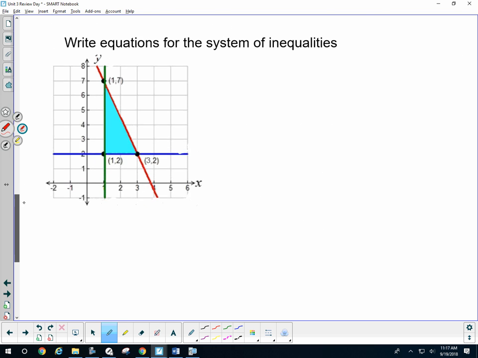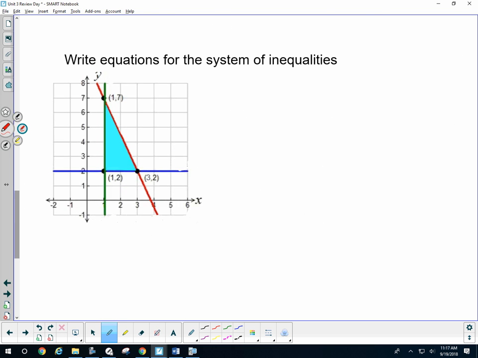All right, to our next type of problem. If I'm giving you a graph, can you write the equations? Some things that will help us is to understand that x equals a number is our vertical lines. Y equals a number is our horizontal lines. And then for this situation, using the point-slope form of an equation will also help.